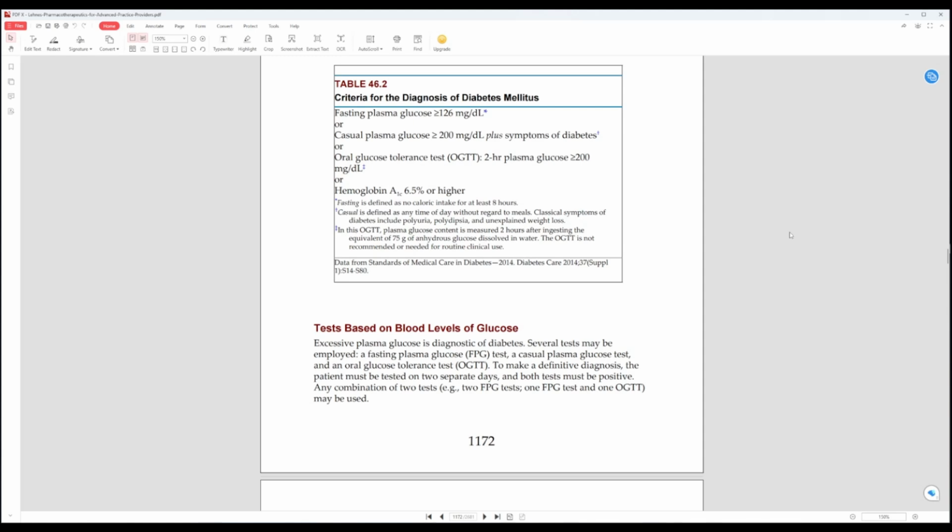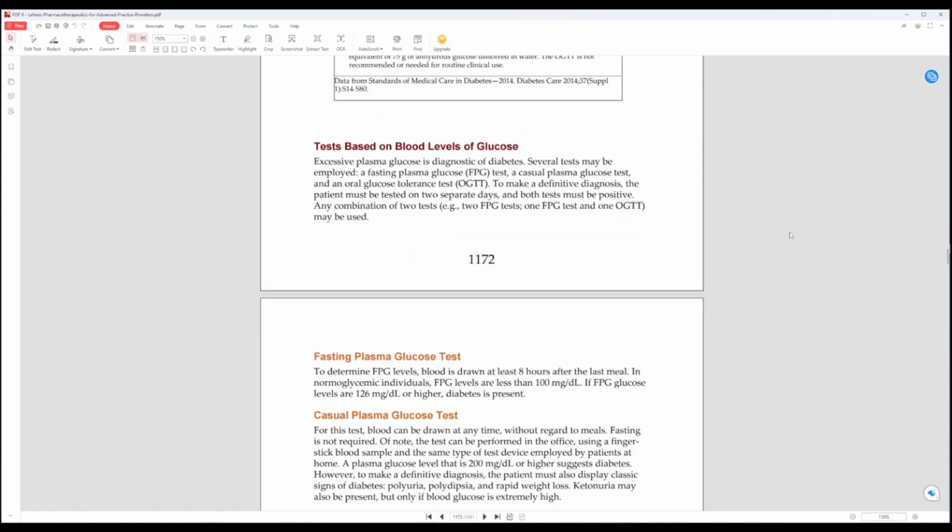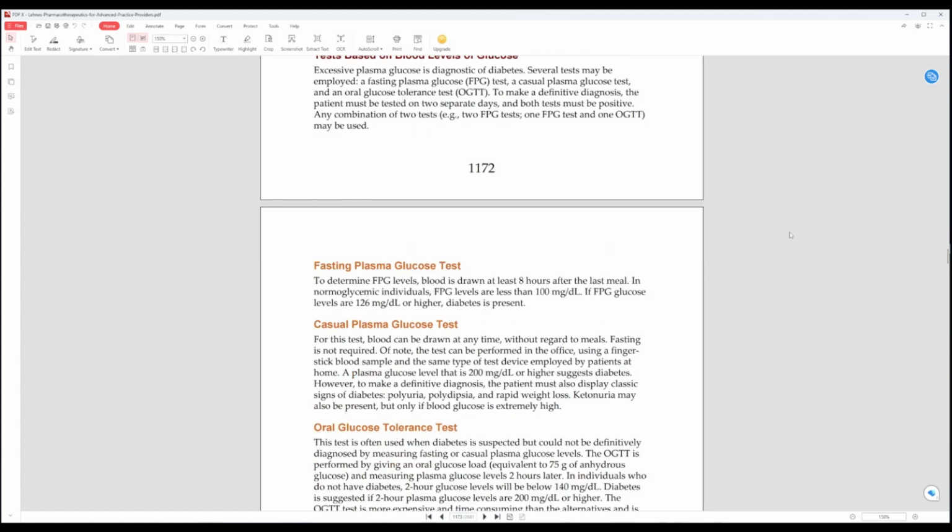Other tests on blood levels of glucose. Excessive plasma glucose is diagnostic of diabetes. Several tests may be employed, including a fasting plasma glucose, a casual plasma glucose test, and an oral glucose test. To make a definitive diagnosis, however, the patient must be tested on 2 separate days, and both tests must be positive. Any combination of the 2 tests can be used.